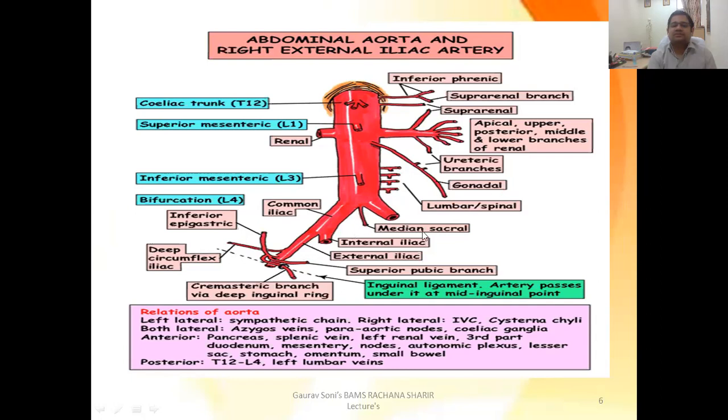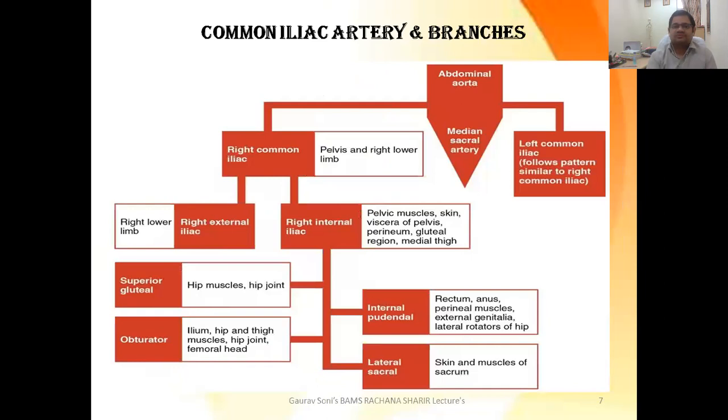Here you can see the median sacral branch at the point of bifurcation, which is at the level of L4. It bifurcates into two, the common iliac arteries on the right and left sides, which further divide into other branches that we are going to see later on. Here they show the inferior epigastric, deep circumflex iliac, and cremasteric branches. So these are certain branches which you can remember of the abdominal aorta and iliac artery also.